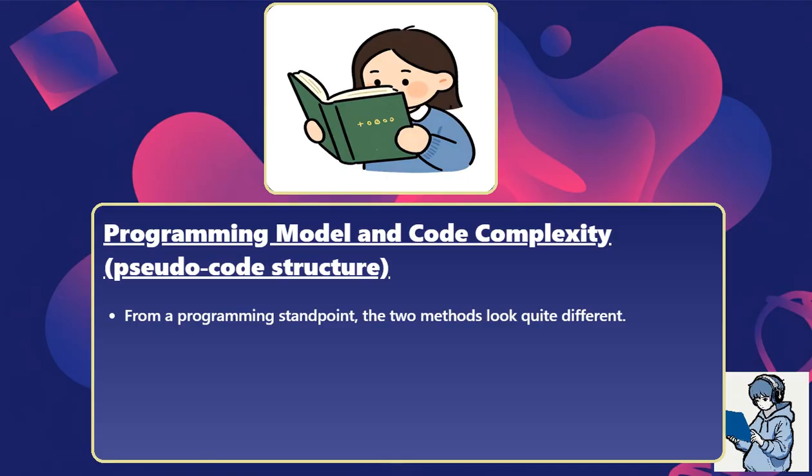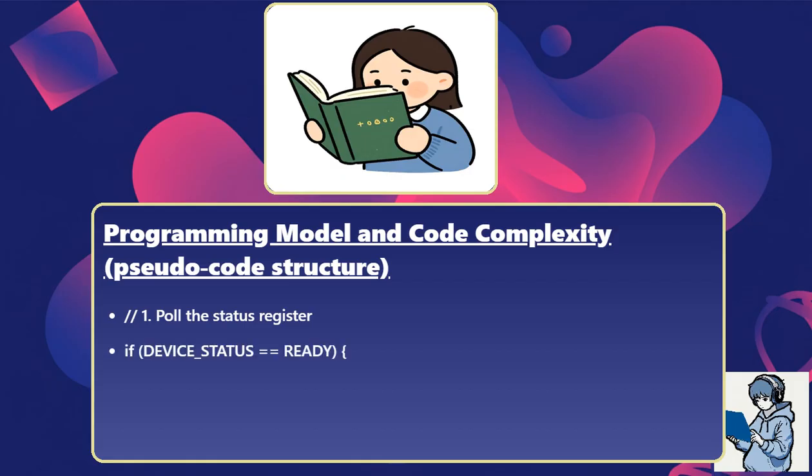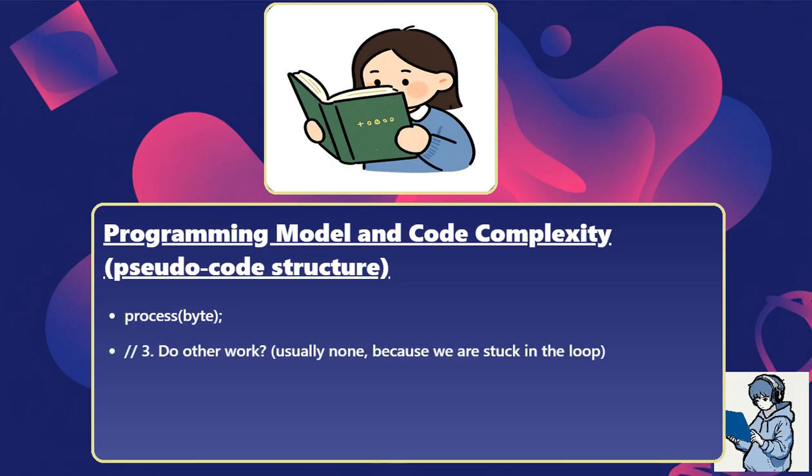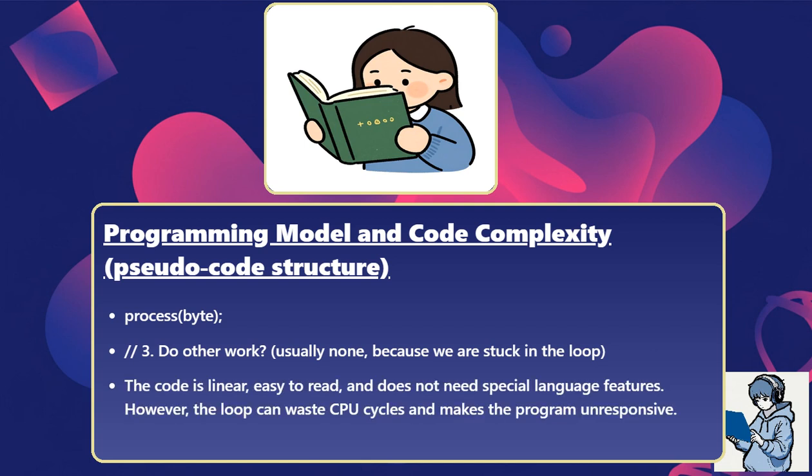From a programming standpoint, the two methods look quite different. Programmed I/O pseudocode: open the device. While true, poll the status register. If device status equals ready, read the data register. Byte equals device data. Process byte. Do other work, usually none, because we are stuck in the loop. The code is linear, easy to read, and does not need special language features. However, the loop can waste CPU cycles and makes the program unresponsive.